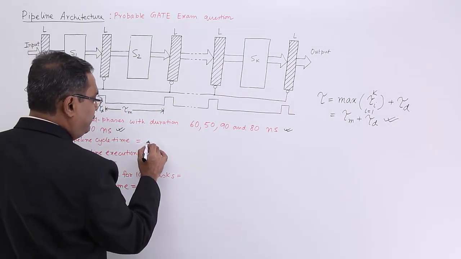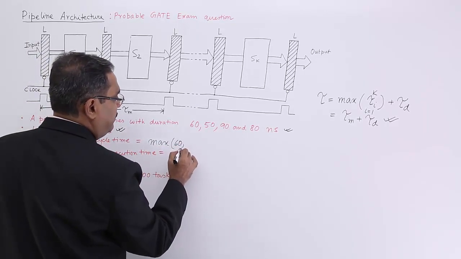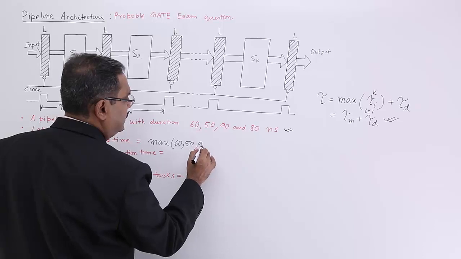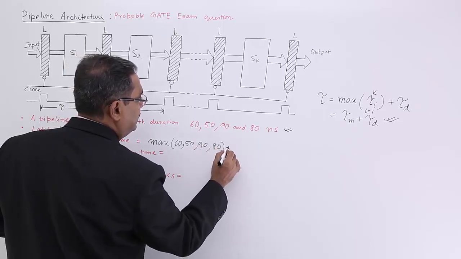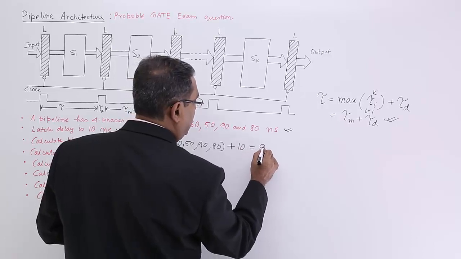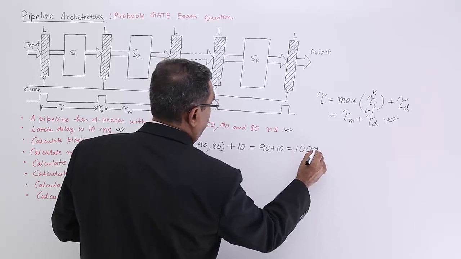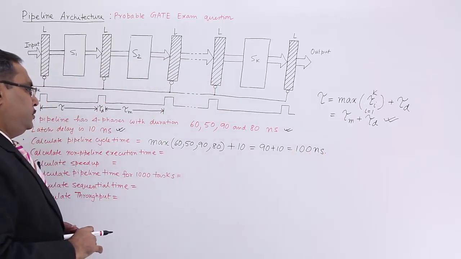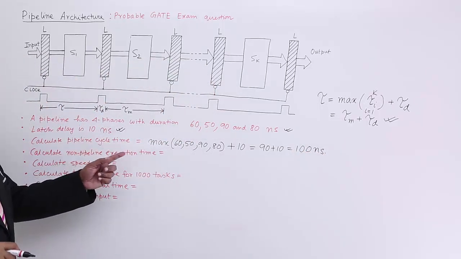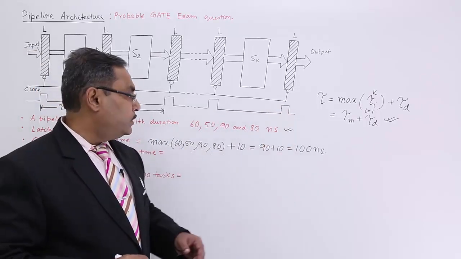Then I shall go for the max of 60, 50, 90 and 80 plus my latch duration, that is 10. Which is nothing but 90 plus 10, so 100 nanosecond. Okay, so that is the pipeline cycle time. Now we are getting the idea of how this max function is working.